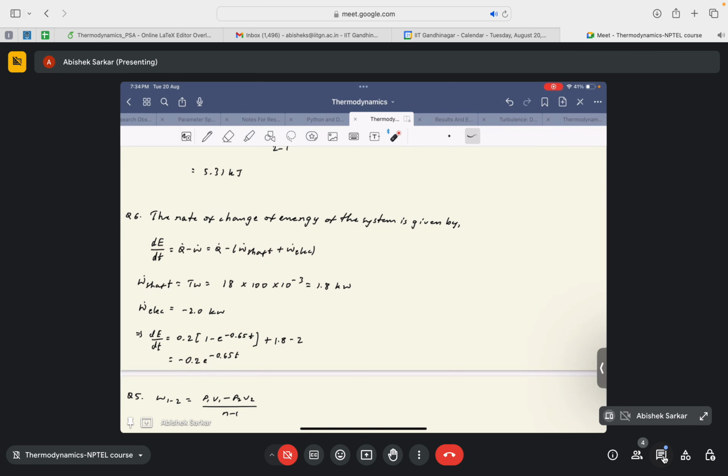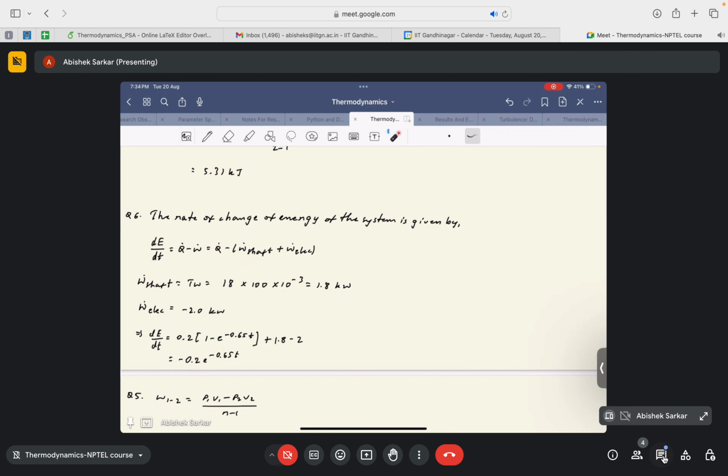Okay, if we choose the motor as our system, because we are asked to find the net rate of change of energy of the motor, then the work is done by the motor, so this would be a positive work. That would be W dot shaft as T into omega, where T is the net torque, equal to 18 into 100 into 10 to the minus 3 if you want to write it in kilowatts. So we get W dot shaft as 1.8 kilowatts. Similarly, W dot electrical is minus 2.0 kilowatt.